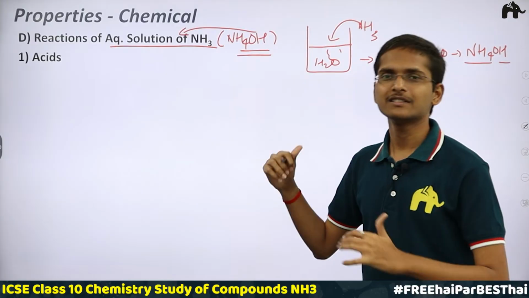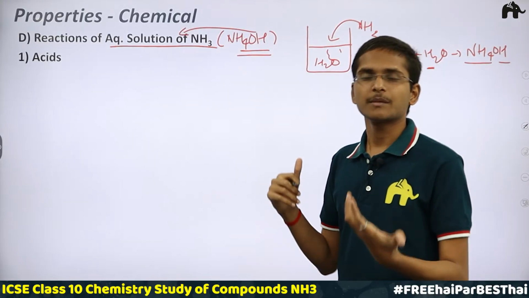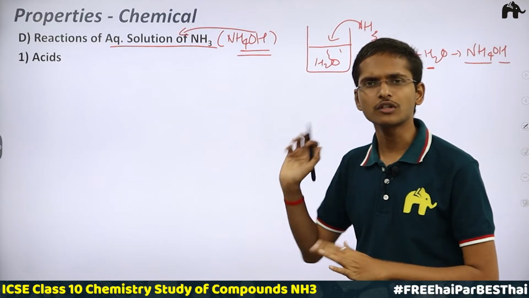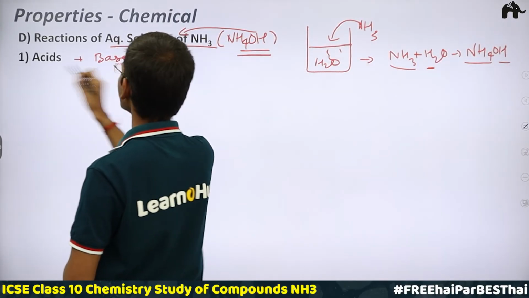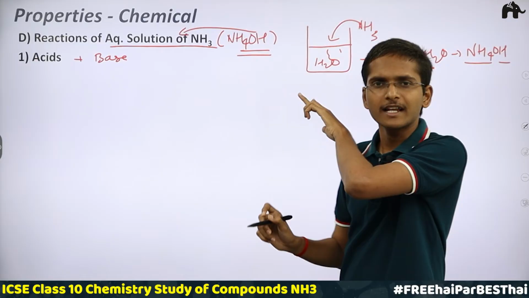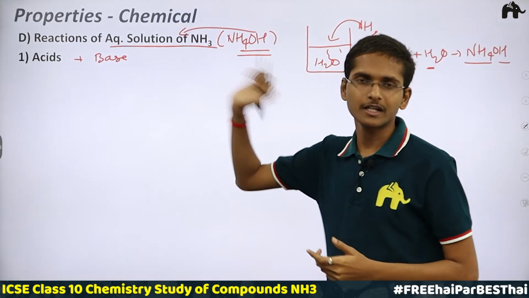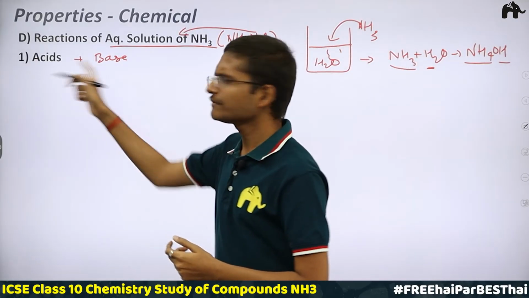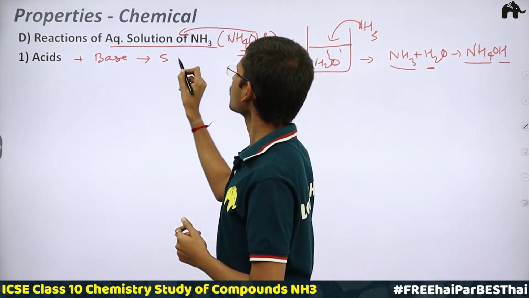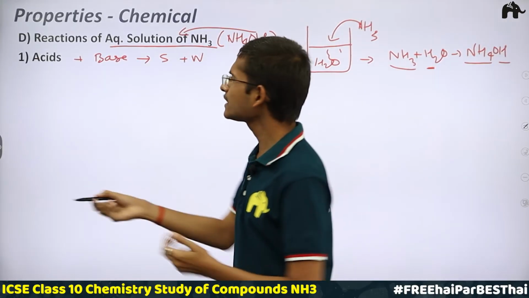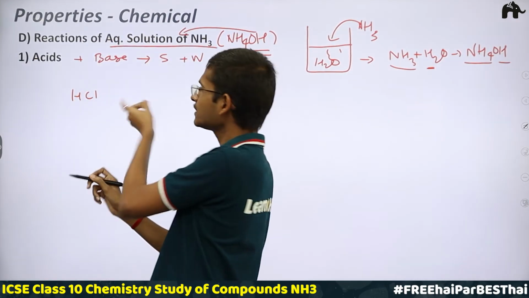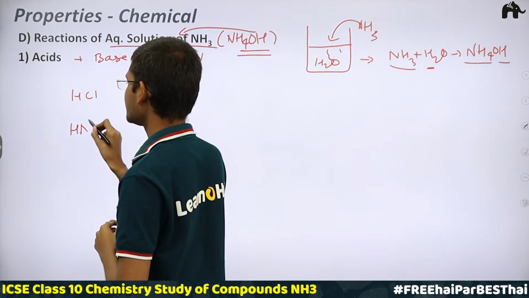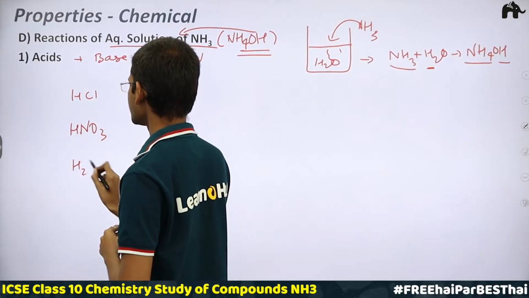We have already seen these types of reactions when we were studying the chemical properties of bases in the chapter Acids, Bases and Salts. Because ammonium hydroxide is an alkali, and an alkali is also a base, what would happen when a base reacts with an acid? Simply it would form salt and water. So these are the simple reactions. Now we have to study the reactions of ammonium hydroxide with hydrochloric acid, with nitric acid, and with sulfuric acid.